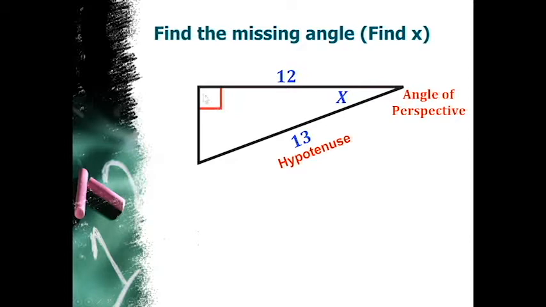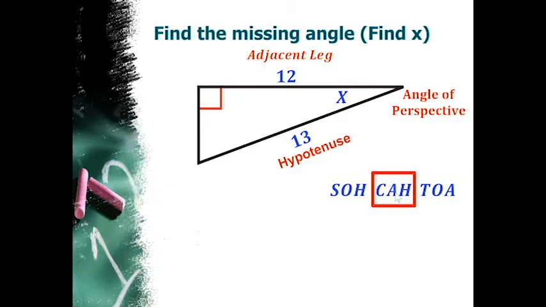We have a hypotenuse because the 13 is directly across from our right angle. And we have the 12 up here, which is the leg right next door to our angle, so that's our adjacent leg. We need the trig function that works with the adjacent and the hypotenuse. Looking at SOHCAHTOA, opposite and hypotenuse, we don't need that. We have adjacent and hypotenuse, so we're going to use the cosine function.